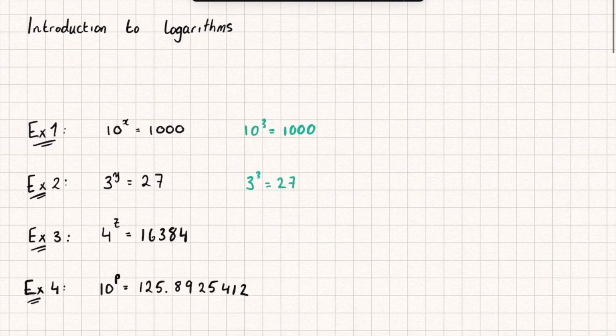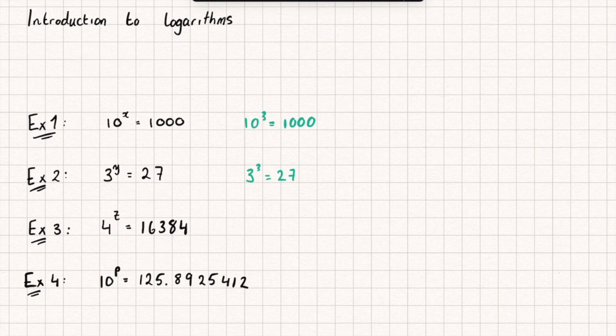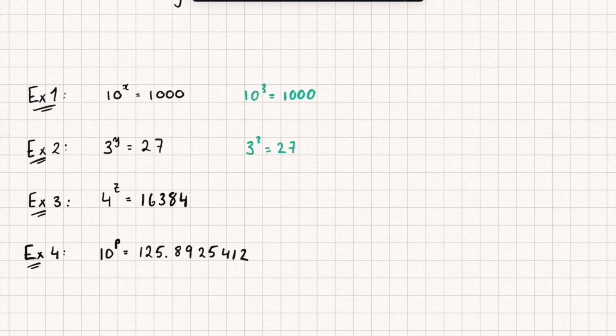However, when it gets to question 3, we've got 4 to the power of z is 16,384. And that's a bit trickier to solve. Initially I don't know what z could be. I could chuck in a few different values of z in my calculator and I would probably get the answer eventually, just through trial and improvement. But if we move on to question 4, that's even trickier. We've got 10 to the power of p equals this number here. Again, I'm going to have to do some trial and improvement and hope I can close in on an answer, but that's not too easy to do.